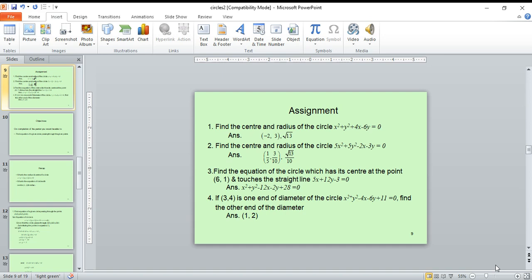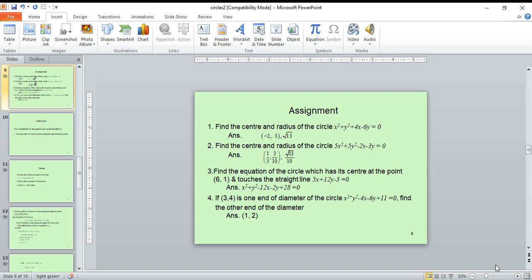So center is (minus g, minus f), that is minus of minus 1 by 5, equal to plus 1 by 5, and minus f equal to minus of minus 3 by 10, equal to plus 3 by 10. Center equal to (1 by 5, 3 by 10).